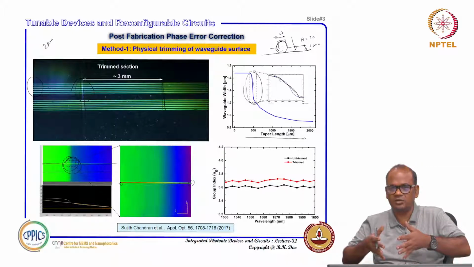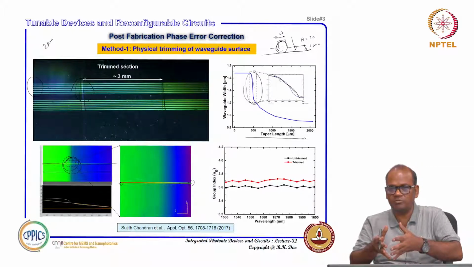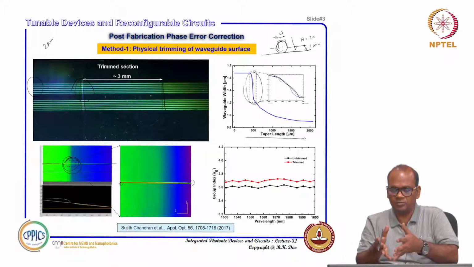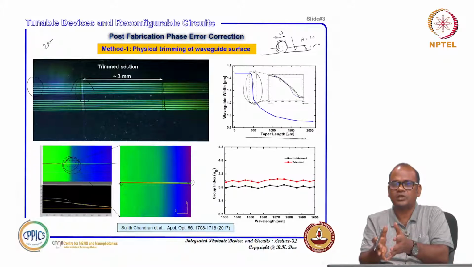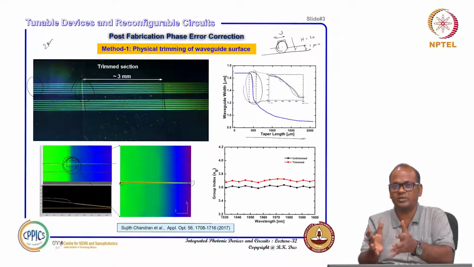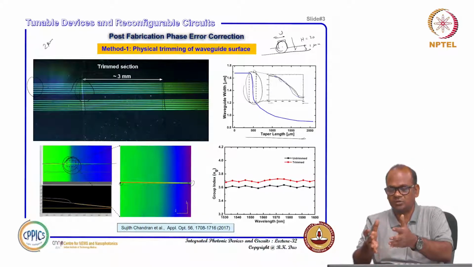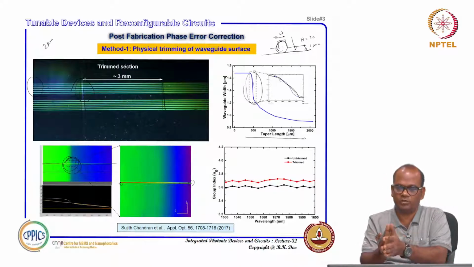Slowly it can shrink, adiabatically, without losing much energy from the mode, and then you can go for the sub-micron waveguide structure where it can guide with just a single mode dimension. Again, that trimming should happen in such a fashion that the trimmed region should also be single moded.